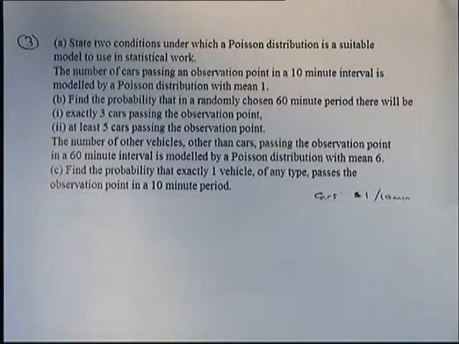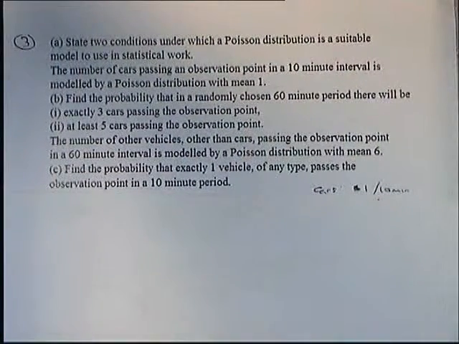So the third of the homework questions. State two conditions under which a Poisson is suitable to use. Well, there are more than two conditions. They're only asking for two. Nick, can you give me any condition for a Poisson? There's constant rate of random events. Yep, constant rate, random events. Can anybody give me anything else?